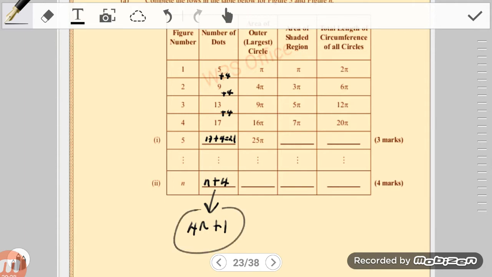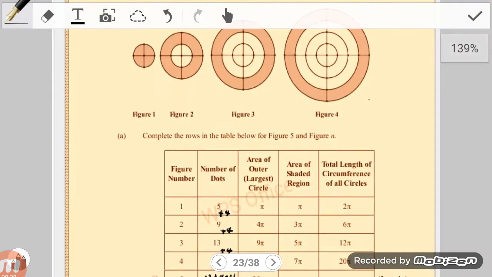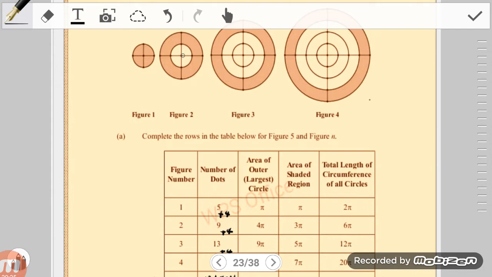I think I'm gravitating towards this one simply because they said earlier that every circle has a dot in the middle. So what this tells me is that the first circle has 4 dots plus 1. So every additional circle would have been the original 4 times an additional circle. That's 4 times n plus the dot that is in the middle. That's how I'm looking at it.